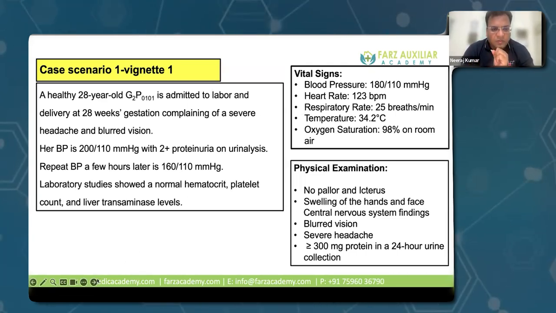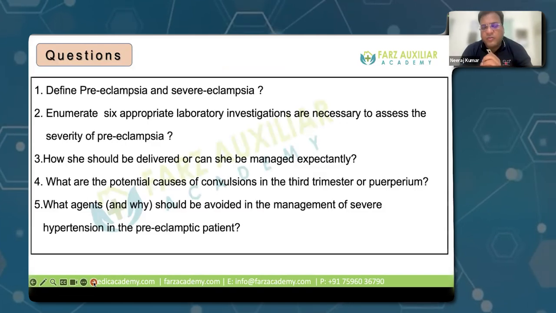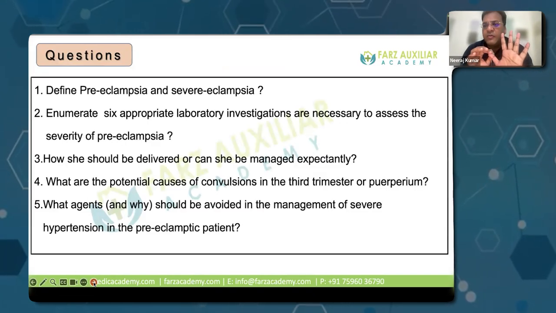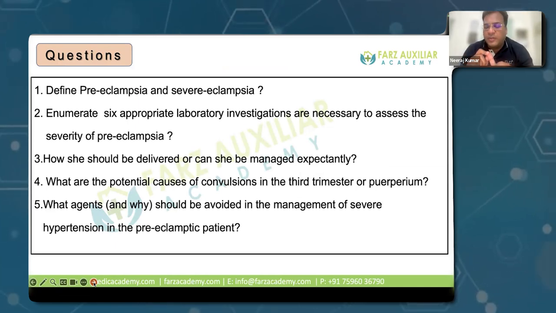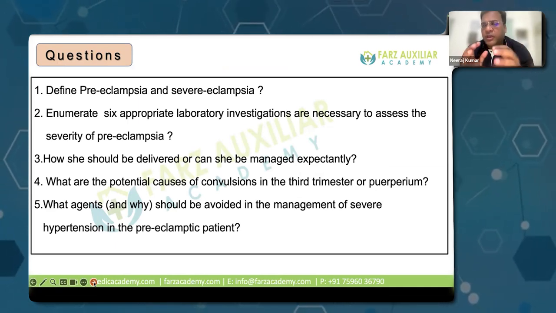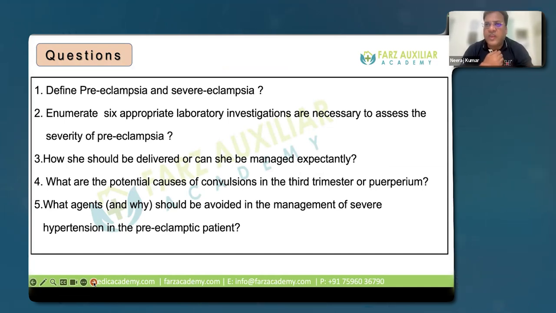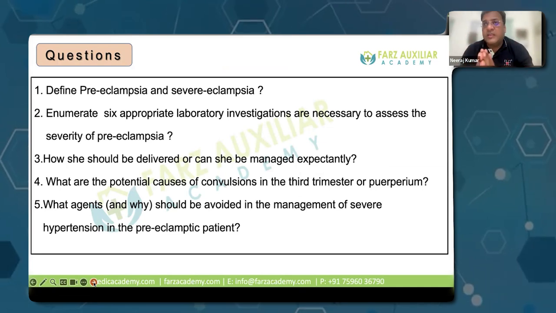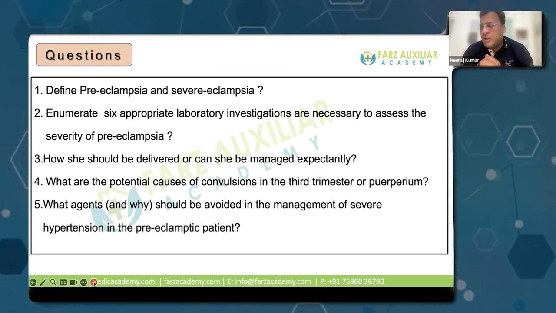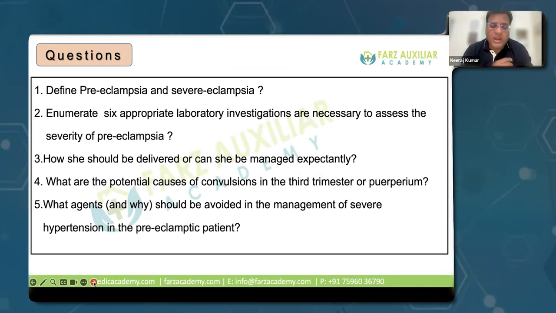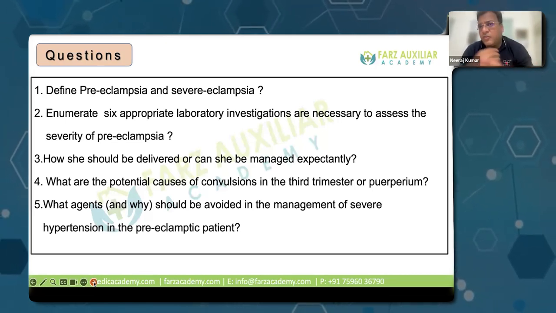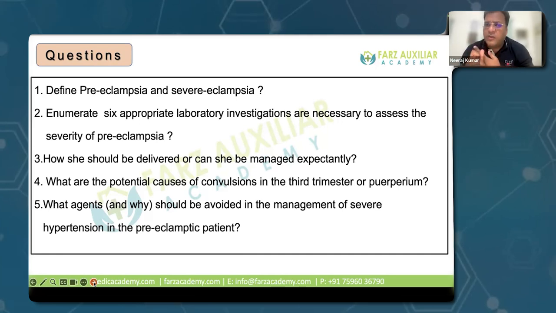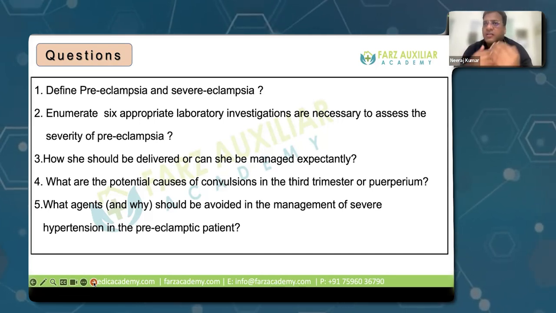So in vignette 1, because we have a set of 5 questions, the first question was: how would you define preeclampsia and severe preeclampsia? You have to be very precise, because in our mock class or in the real exam viva, the question will be like that, and we will ask the student to answer without seeing anything, without seeing the mobile and all. So define preeclampsia and then what is severe preeclampsia.